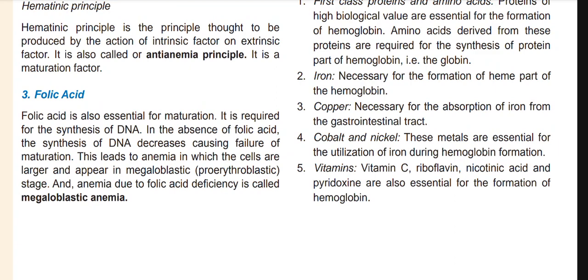Iron is necessary for the formation of the heme part of the hemoglobin. Copper is necessary for the absorption of iron from the GI tract. Cobalt and nickel, these metals are essential for the utilization of iron during hemoglobin formation. And vitamins, vitamin C, riboflavin, nicotinic acid, and pyridoxine are also essential for the formation of hemoglobin.